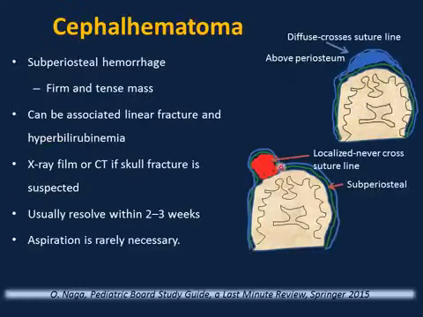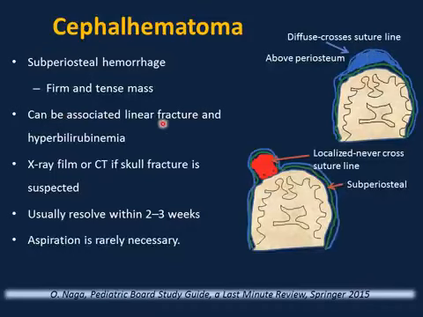On the other hand, if you see the swelling is localized, firm, or tense, it is cephalhematoma and never crosses the suture lines. It is because of bleeding under the periosteum. Here is edema above the periosteum. In cases of caput succedaneum, the edema is above the bone, above the periosteum.